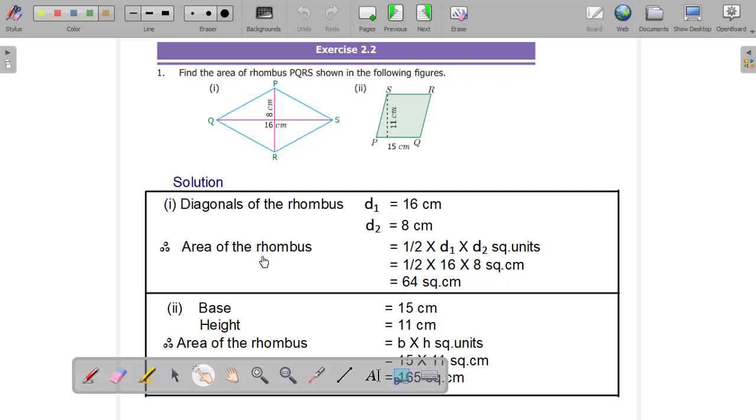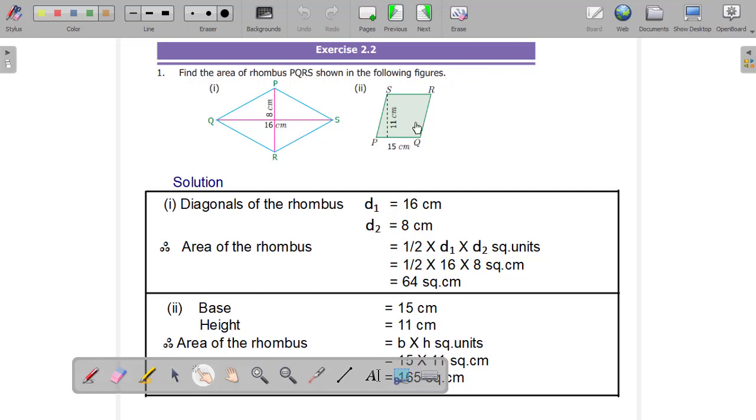Therefore, area of the rhombus, we can use the diagonals formula: half into D1 into D2 square units, half into 16 into 8 square units. We can easily simplify this. 1 2s are 2, 8 2s are 16, 8 8s are 64 square centimeter.